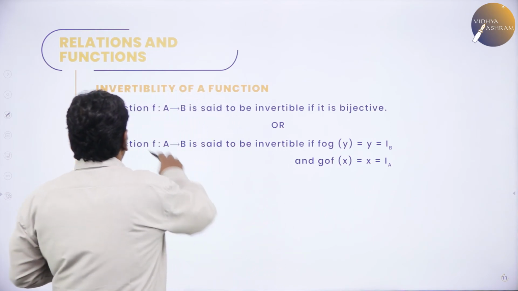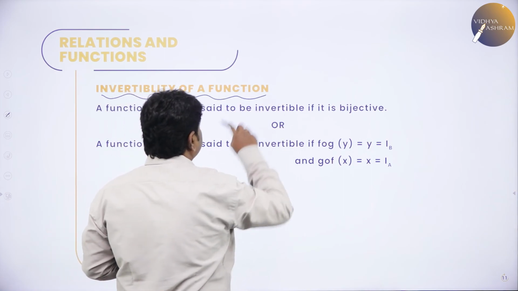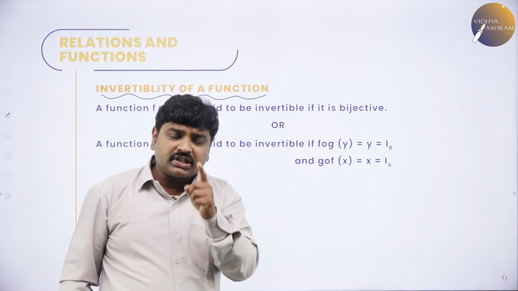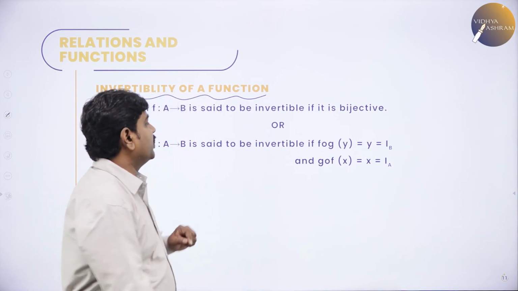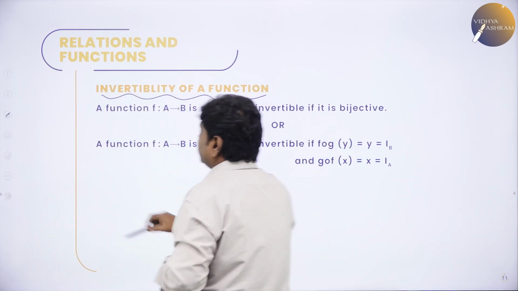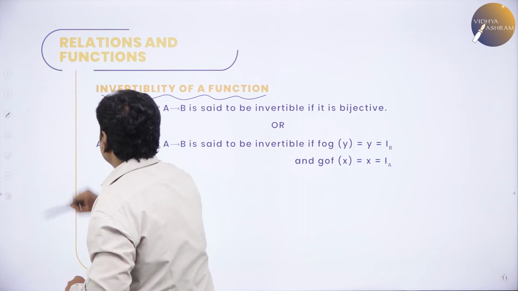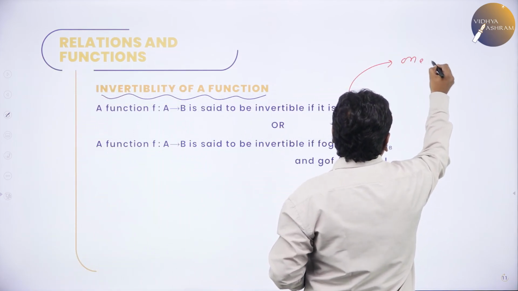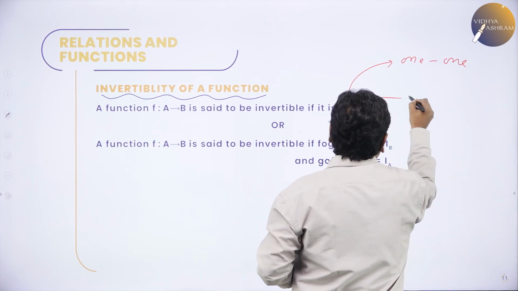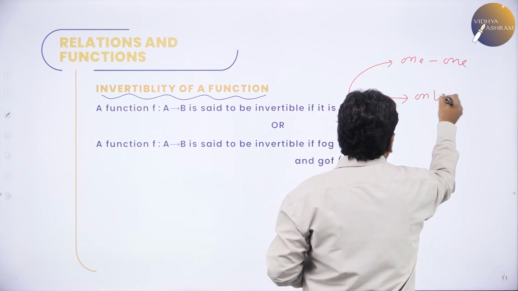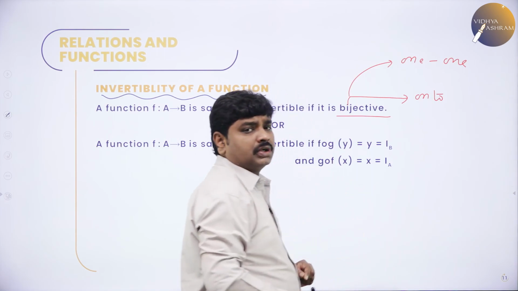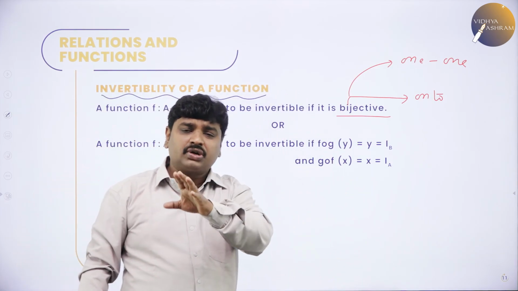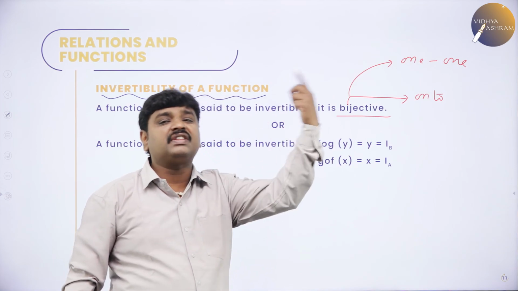Now coming to the concept of invertibility of functions. See, for all the functions inverse does not exist. If you want to find the inverse of a function, it should be bijective. What is meant by bijective? It should be both 1-1 and onto. I taught you what is 1-1, what is onto. If a function is both 1-1 and onto, then we call it bijective. So given a function, check for 1-1 and check for onto. If it is bijective, then it is invertible.